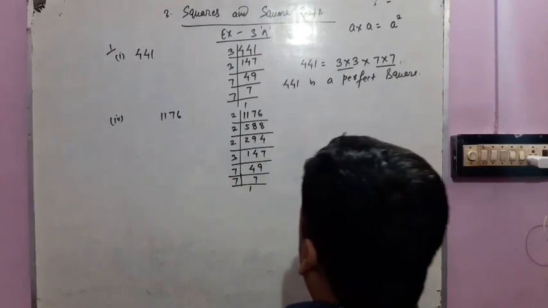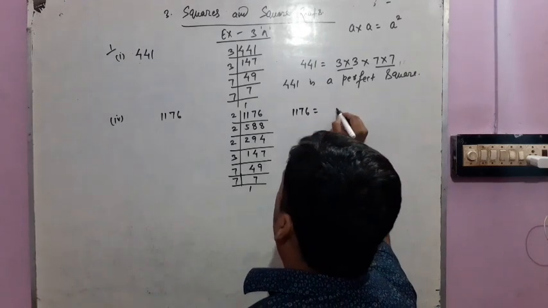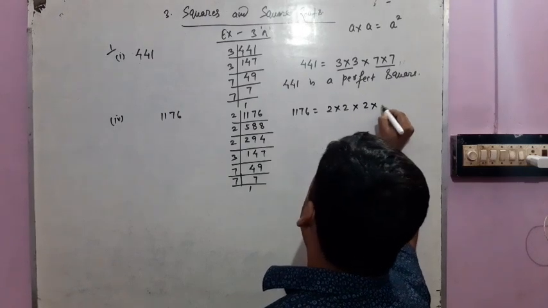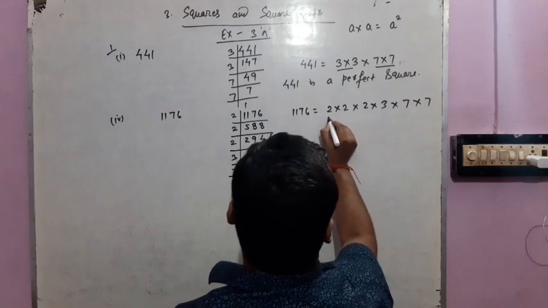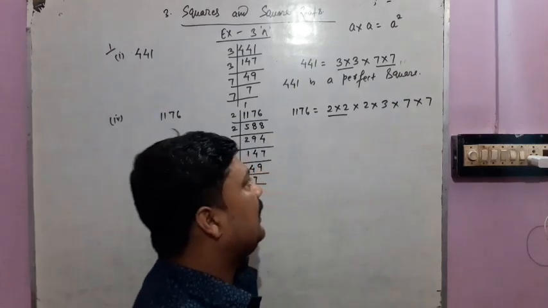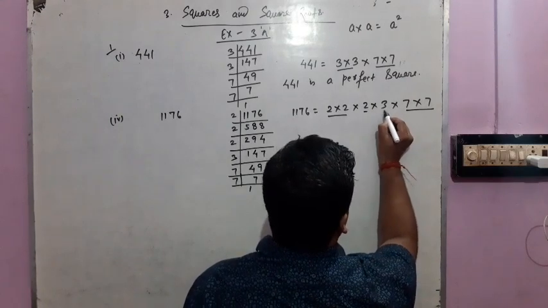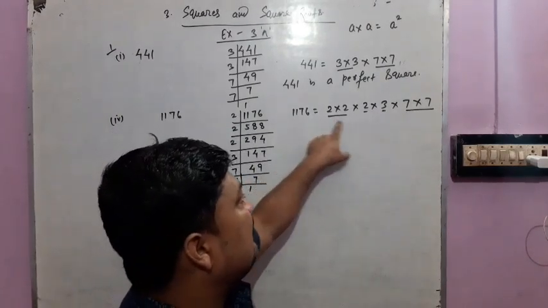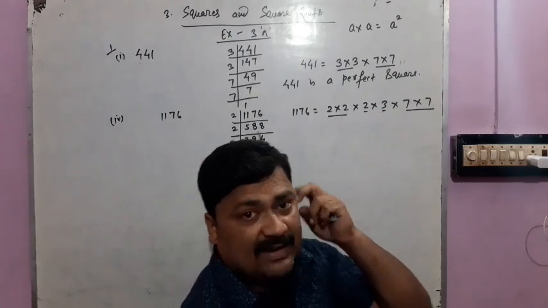Okay, students. Now 1176 we can write in the prime factors form 2 into 2 into 2 into 3 into 7 into 7. Now look at it, students. Here the pair of 2 is possible. Here the pair of 7 is also possible. But the pair of this 2 and this 3 is not possible.